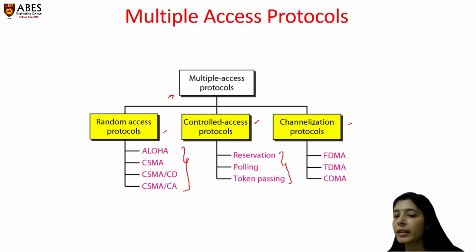In this category, we have three techniques known as reservation, polling, and token passing. And in the third category of multiple access protocols, we again have three techniques known as FDMA, frequency division multiple access, TDMA, time division multiple access, and CDMA, code division multiple access. All these are the techniques or protocols that coordinate the access among the devices for transmitting data when the channel is shared.